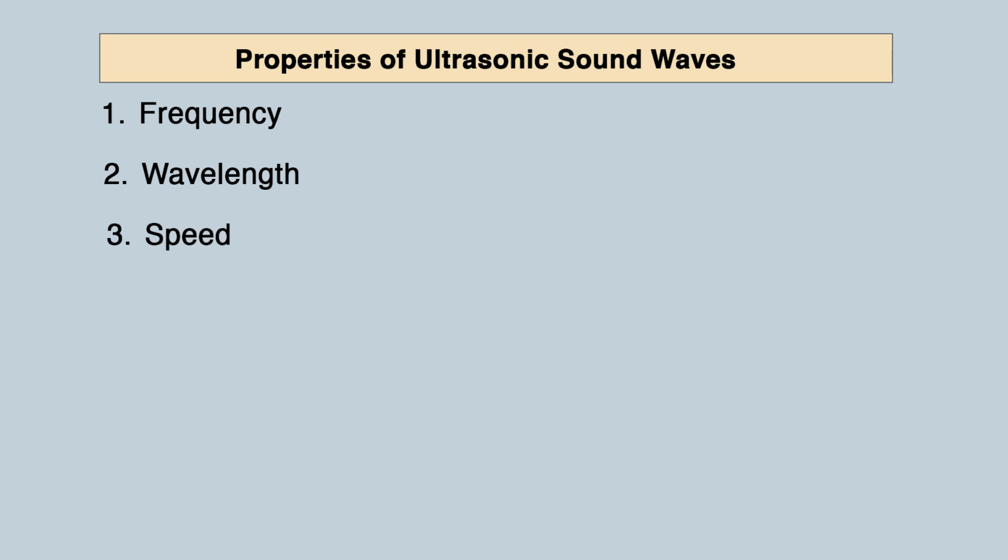Speed: the rate at which the ultrasonic wave propagates through the medium is known as the speed. The speed of the ultrasonic wave depends on the medium through which it travels. Typically, they travel faster in a solid, slower in a liquid, and slowest in a gas, similar to other sound waves.